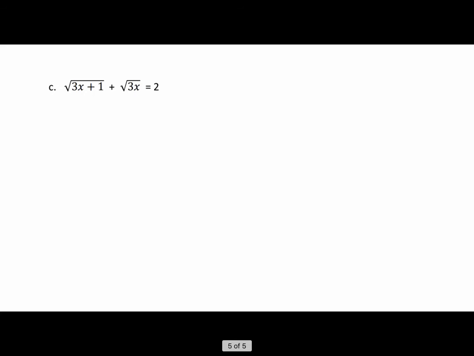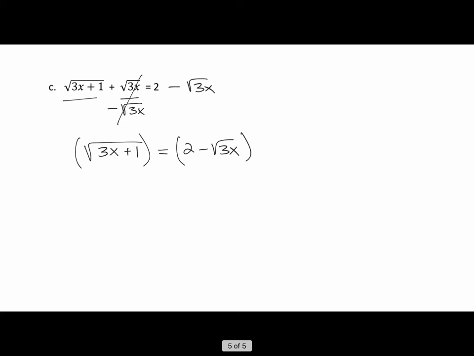Now, example C here, you can see that we have two radicals. So I need to get rid of one of them. I need to move by oppositing one of these. And it doesn't matter which one, but I'm going to opposite the smaller one. So add a negative root 3x to both sides of the equation. Then you'll have square root of 3x plus 1 on the left and 2 minus square root of 3x on the right. Now I can raise entire sides to the power of the index, which is 2.